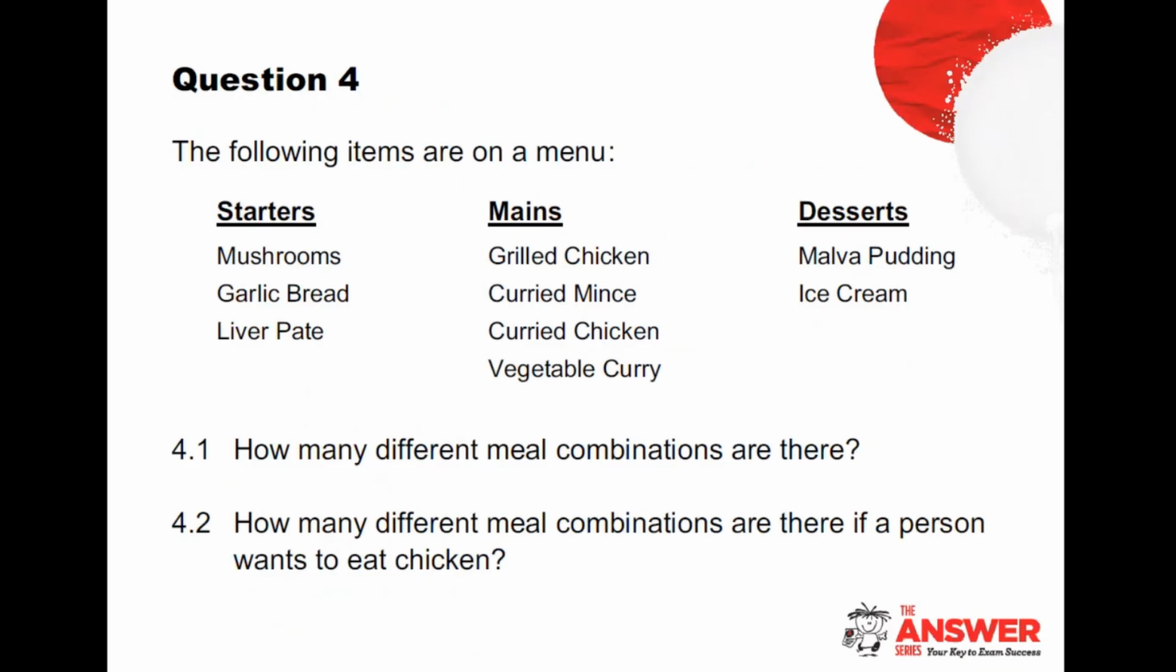Question 4. Sorry, again, a food one. You've got the following items on a menu. You've got 3 starters, 4 mains, 2 desserts. Now we've got into realizing, okay, so I can take? How many different meal combinations are there? There are 3 starters, there are 4 mains, there are 2 desserts. So it's 3 times 4 times 2, which is fine.